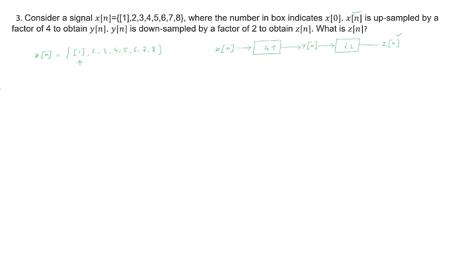Before we proceed, let us write the principles. The first one is like that: upsampling by a factor of L introduces L minus 1 zeros between every two adjacent samples.